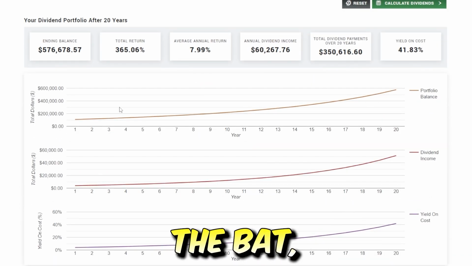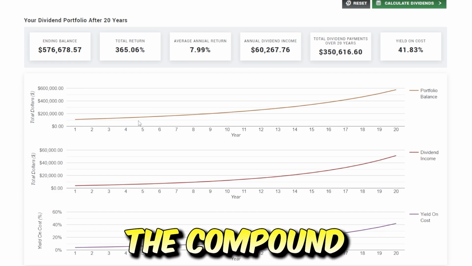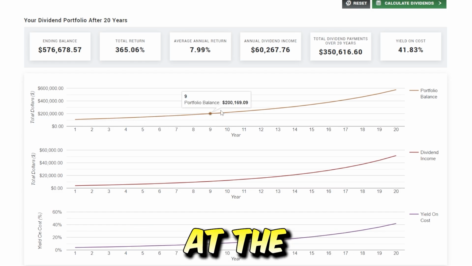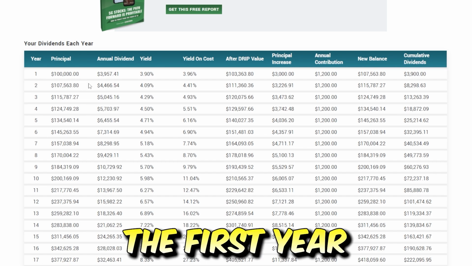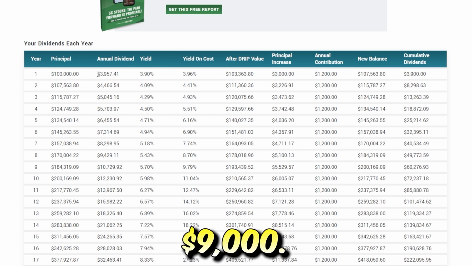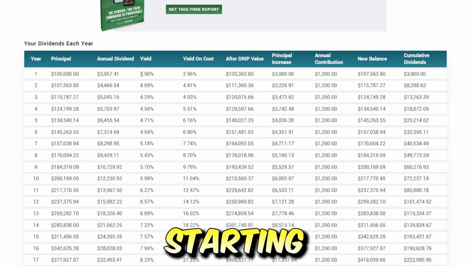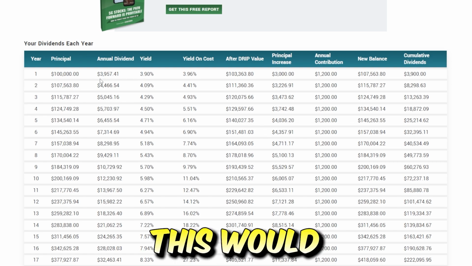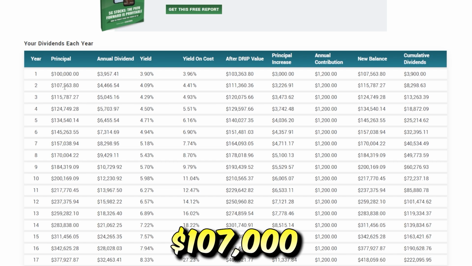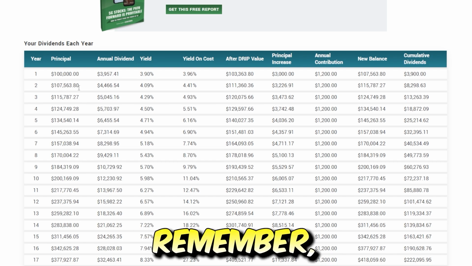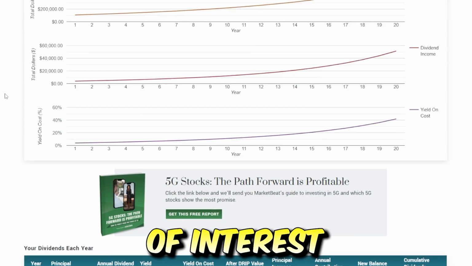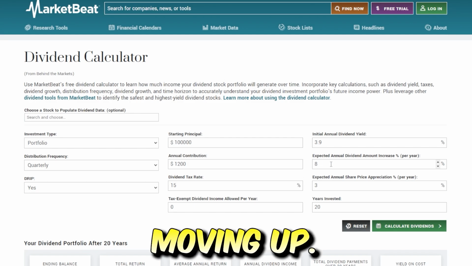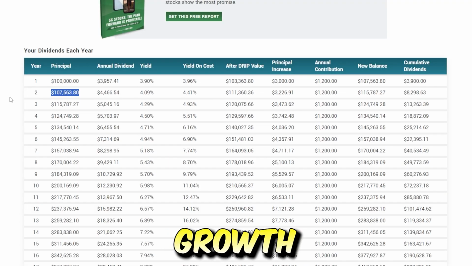So as you can see right off the bat, before we go through the numbers, you can see that the compound interest is really taking place by just looking at the shape of the graph. So the way this works is then simple. The $100,000 the first year would earn you around $3,900 off the starting yield of around 3.9%, and this would bring you to around $107,000 by year number 2. But remember, now you are going to earn more interest off this number because the amount of interest that you're earning on an annual basis is now moving up. Because of course, dividend growth and the power of compounding is happening right before our eyes.